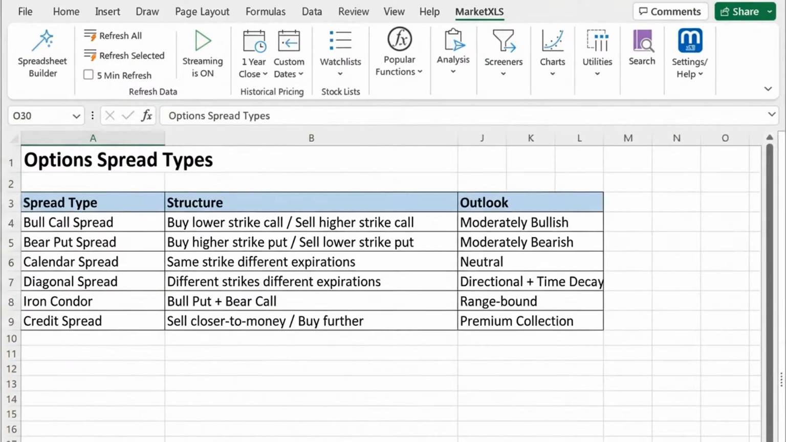There are several types of option spreads, and each one fits a different market outlook. Vertical spreads, like a bull call or bear put, use the same expiration but different strikes. Calendar spreads use the same strike but different expirations, which lets you take advantage of time decay differences. Diagonal spreads combine both, using different strikes and different expirations. You might also look at iron condors for range-bound markets. The key is matching the right spread type to your market thesis.